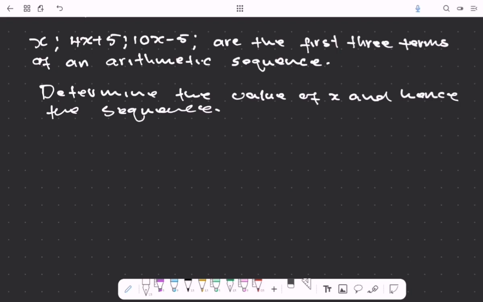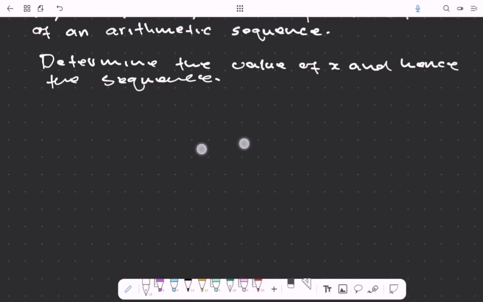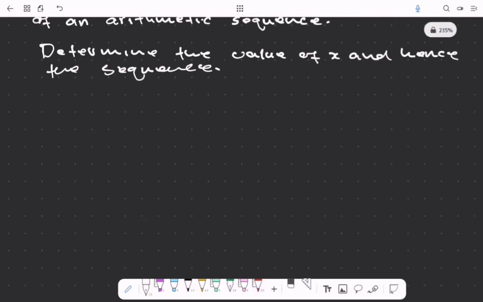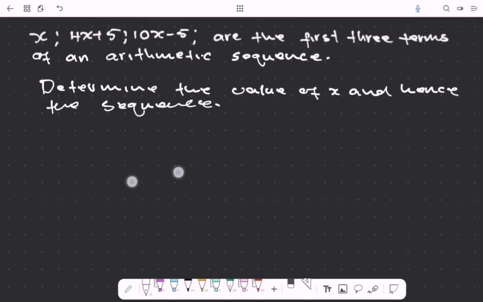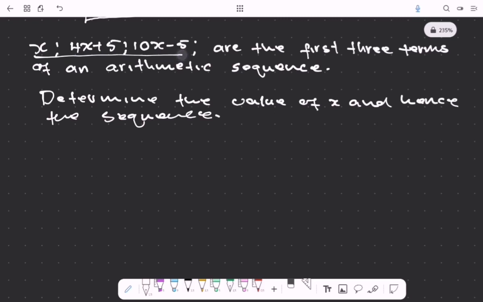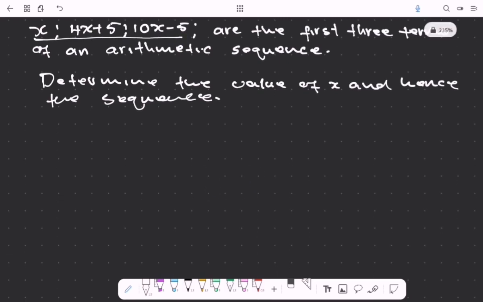And we are asked to determine the value of x and hence the sequence. So we first need to find the value of x, and then we find the original sequence that is defined by the sequence that we are given here in terms of x. All right, so how do we do this?